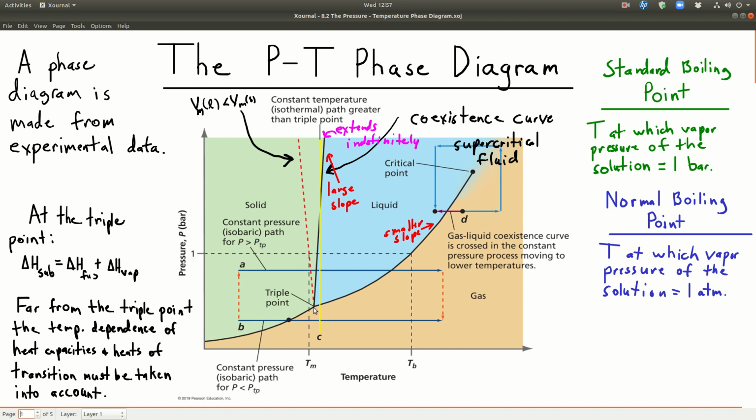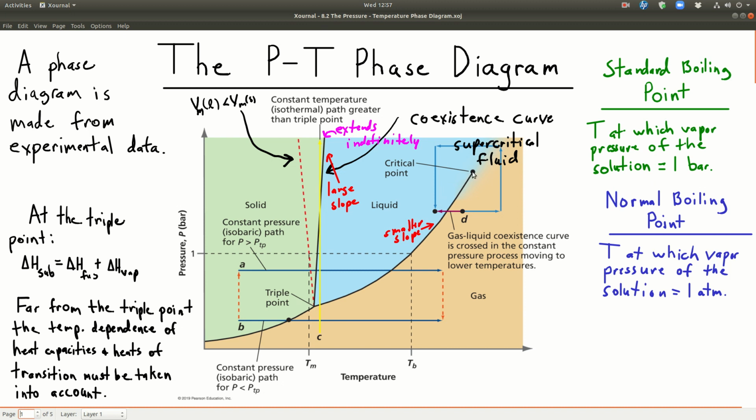Each portion of the curve ends differently. The coexistence curve that separates the solid from the gas phase stops right here. This point is called the triple point, because right here at this point there are three phases, all in equilibrium: the solid, liquid, and gas. This line that separates the solid from the liquid phase extends up indefinitely. This portion of the curve that separates the liquid from the gas phase, the gas-liquid coexistence curve, ends right here.